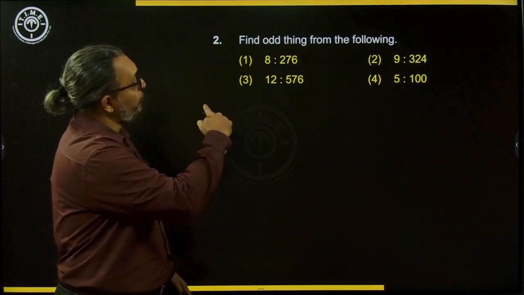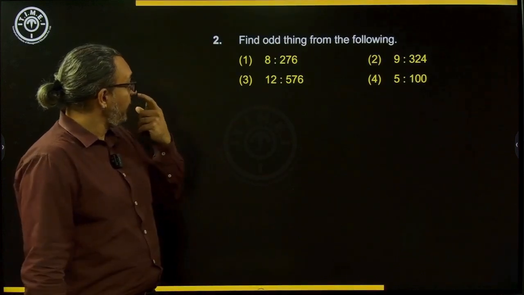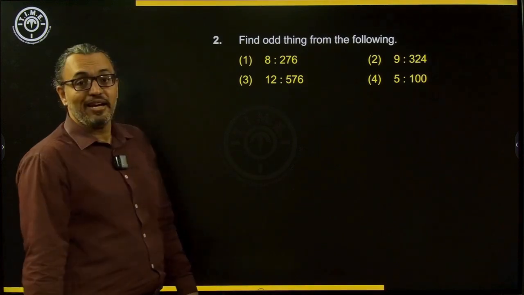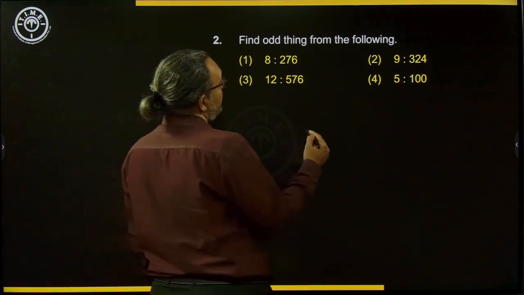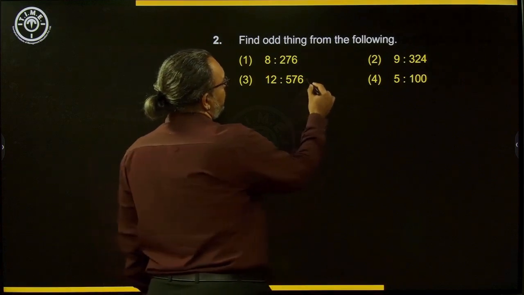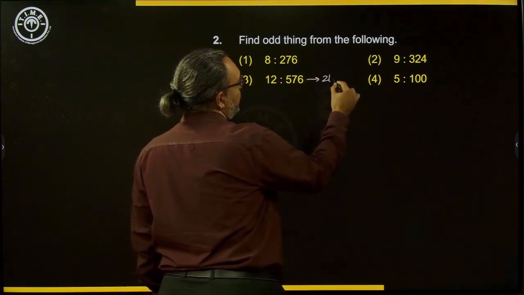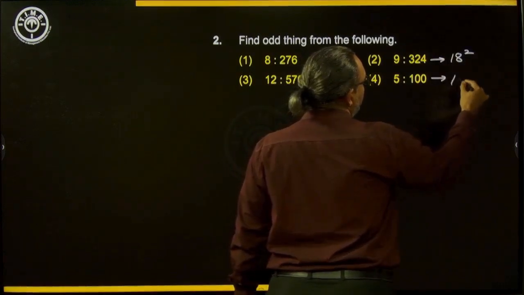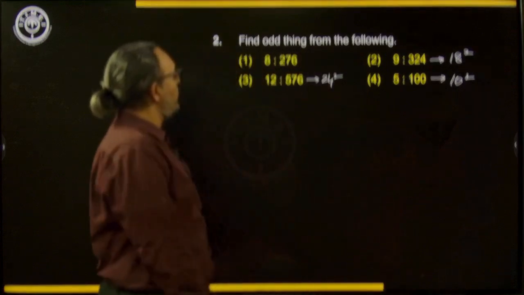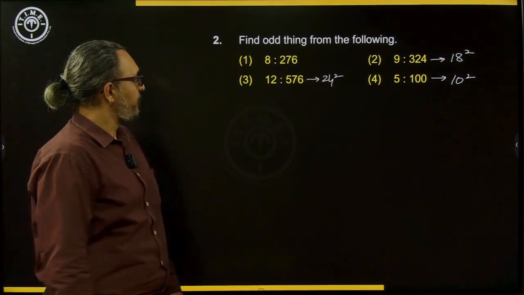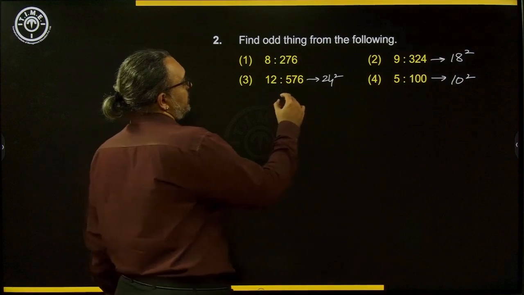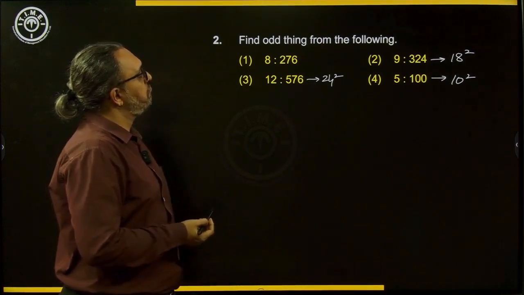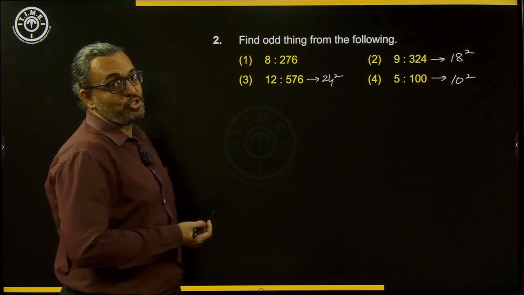Then next, find the odd thing from the following. Okay. Now if you see the remaining, the second number specifically, I can say that they are squares. Correct? So 576 is 24 square, 324 is 18 square, 100 is 10 square, okay, and 276 is not matching in this case, correct?